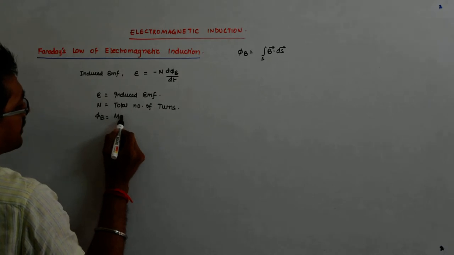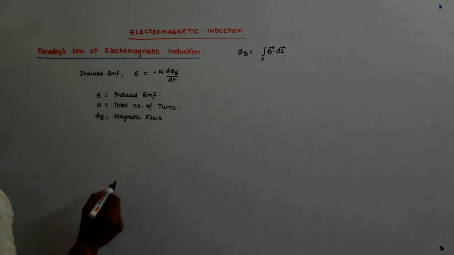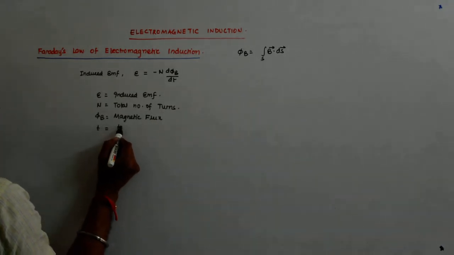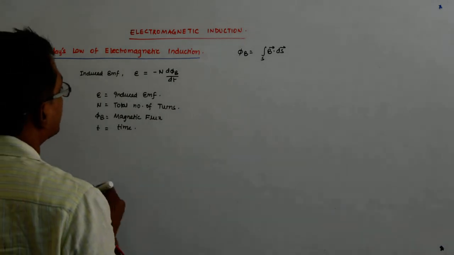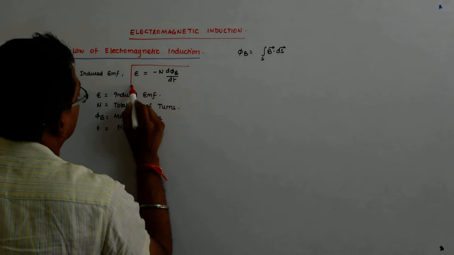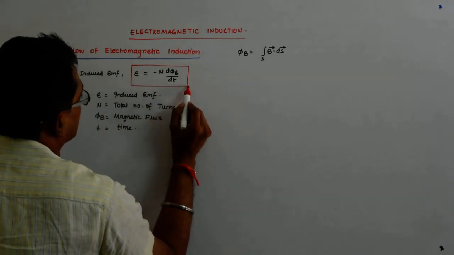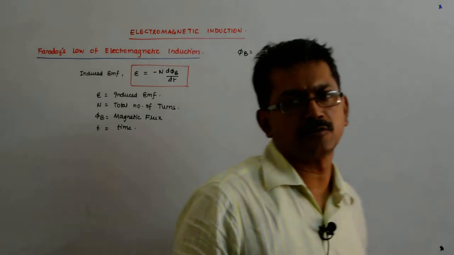So phi b is magnetic flux, t is time. Fine. So this is the law, only this small. That's all. No sentence statement. Nothing. Induced EMF is minus N times the rate of change of flux. That's all.